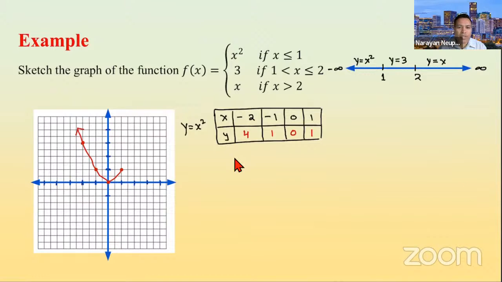So that is the first piece. That is y equal to x squared.